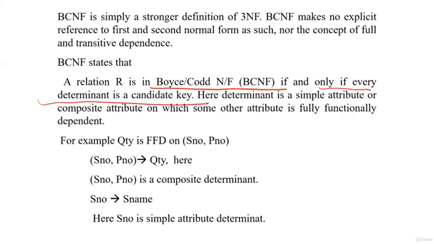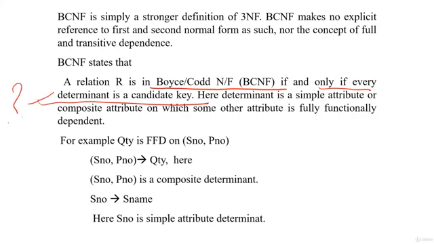So BCNF does not refer to second normal form or third normal form. Second normal form refers to first normal form, and third normal form's definition refers to second normal form. But BCNF does not refer to any first, second, or third normal form. It simply states one simple rule: every determinant should be unique, or every determinant should be a candidate key.